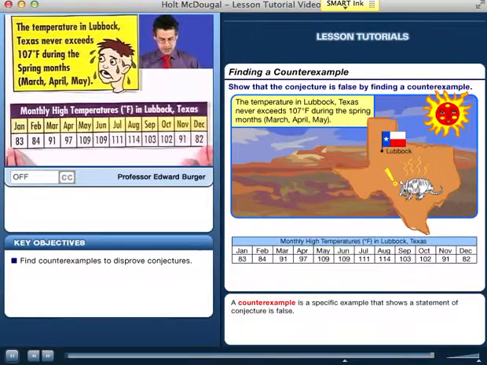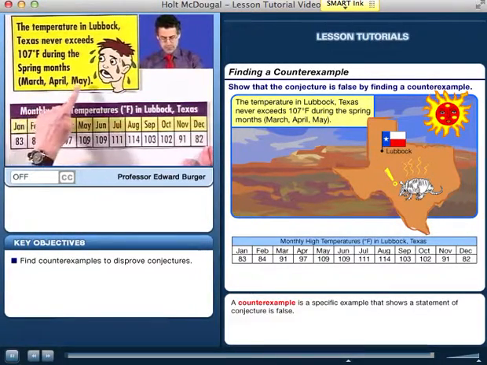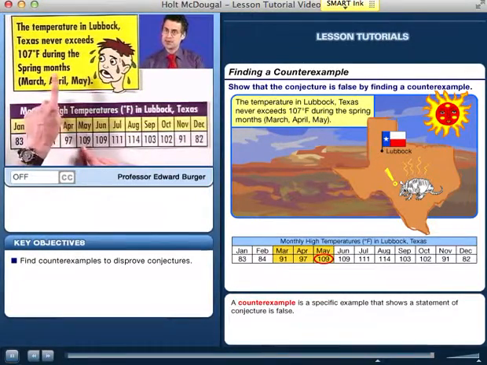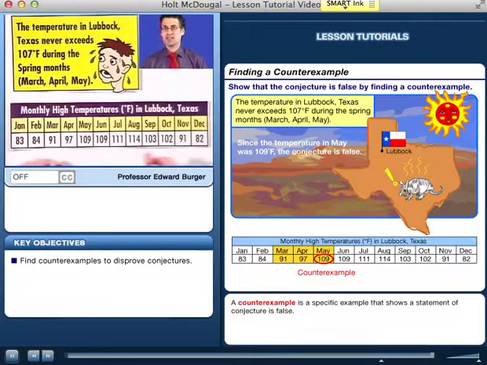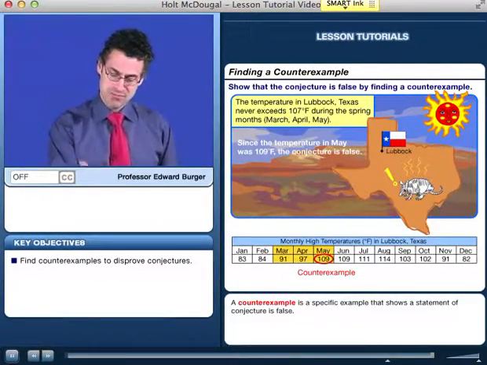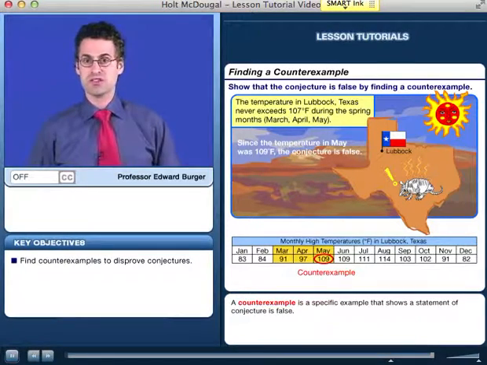And what do we see? Well, we're interested in March, April, and May. So we look at March, April, and May. And is it the case that the temperature never exceeds 107 degrees? Well, no, that's false, because check out May. The high temperature in May was 109 degrees Fahrenheit. So in fact, May provides a counterexample for this statement. This statement is mathematically false, and so what we now see is that this is not a mathematically true statement.